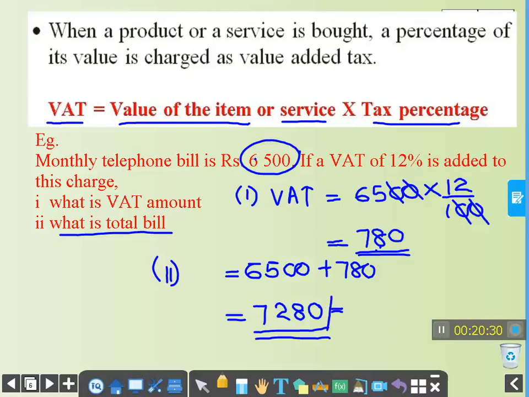7,280. Right. Now in the first exercise, there are some questions given under the taxes. Right? What are the taxes? Rates, custom duty, income tax, VAT. Basically keep in mind the method of calculating them. How are rates calculated? Annual assessed value multiplied by the rate percentage. How is custom duty calculated? Imported or exported value multiplied by the custom duty percentage.